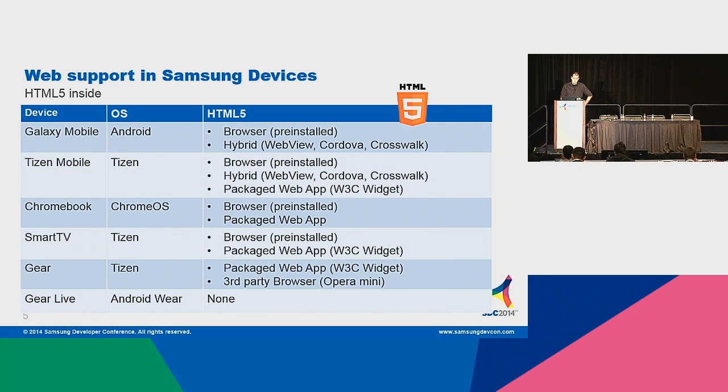Another product category from Samsung is Tizen Mobile that runs Tizen. It also comes with a browser pre-installed from Samsung. It also has the hybrid option. But in addition to that, packaged web apps are first-class citizens in Tizen Mobile. What that means is that you don't necessarily have to deal with hybrid environments. You can actually just do it all with web, and we take care of the wrapping for you. It is following the W3C widget specification in terms of how you wrap your content.